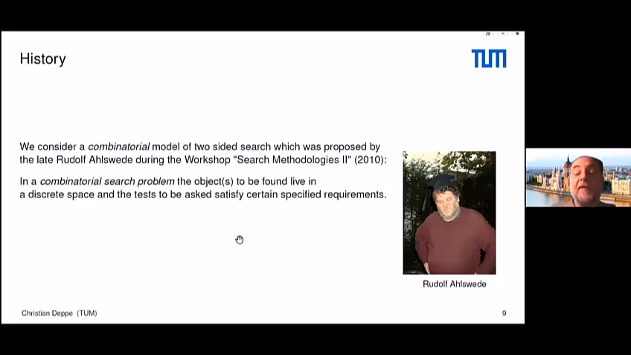And then we had a nice workshop. I think Jula was also there in 2010, and we talked about a lot of problems, and then we had a problem session, and then Rudolf Ahlswede asked the question, what can be done if we model this in a combinatorial way? Because Koopman modeled it in a probabilistic way. He modeled it in such a way that with some probability the element will be moved.